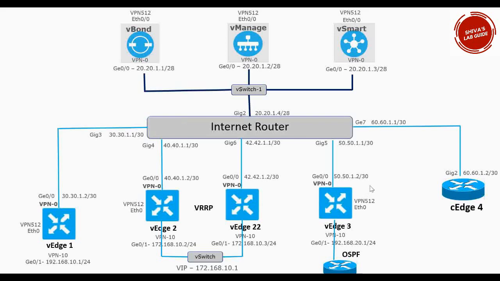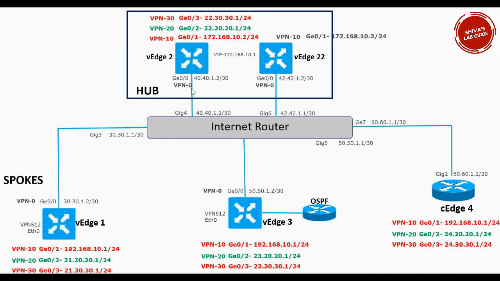I just simplified this topology, keeping only the hub routers in the top and spoke routers in the bottom, just for understanding. The controllers are all still connected. So if you see this, I have 3 VPNs now in all the vEdge and cEdge devices, and in this video I'm going to show you how to keep VPN 10 and VPN 30 under hub and spoke topology.